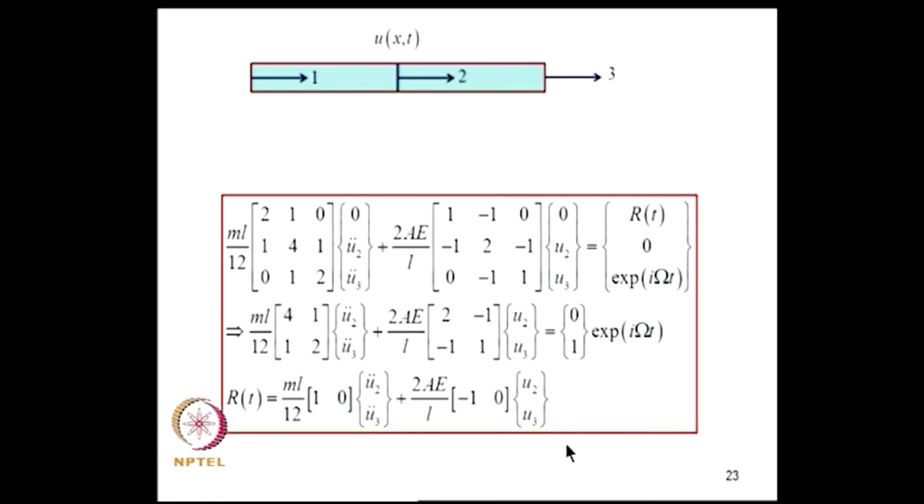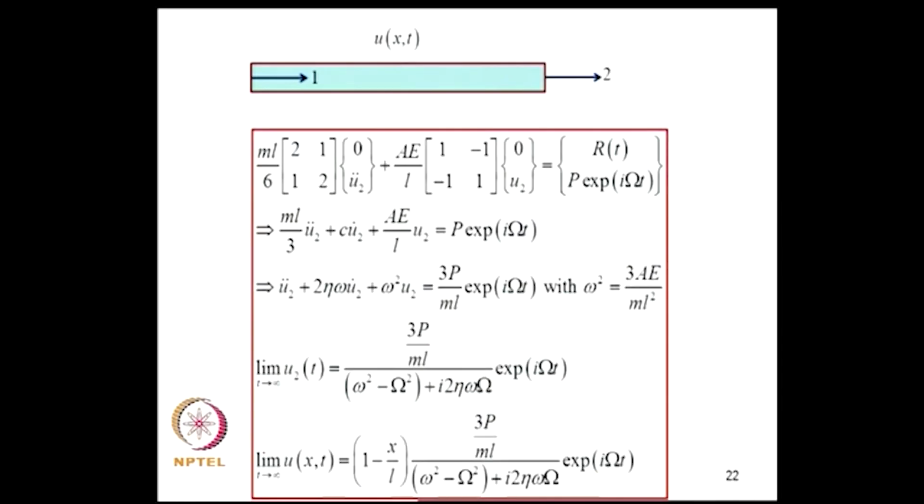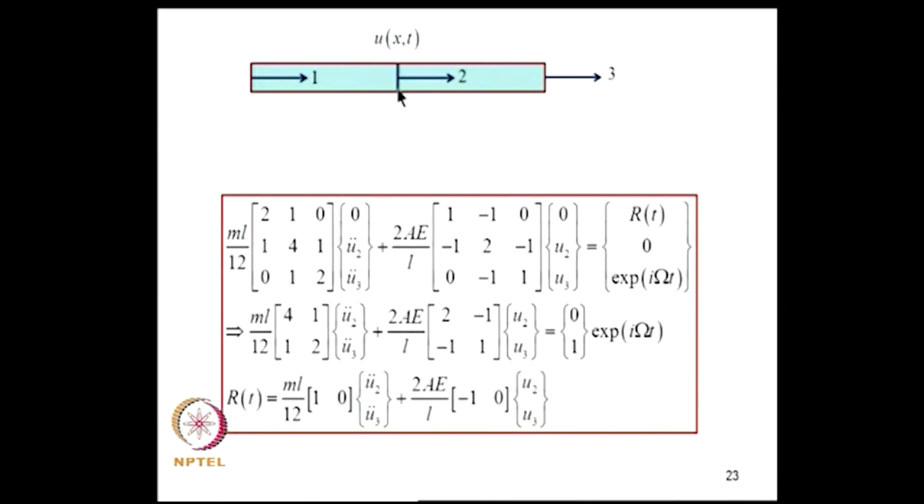Now, instead of using a one term approximation, I will now introduce an additional node, and this system will have 2 degrees of freedom, that is u2 and u3, and this end is fixed.